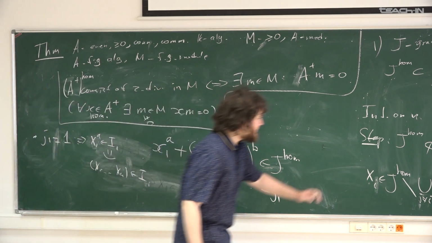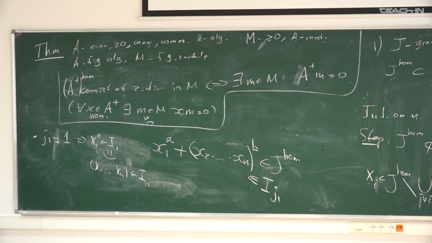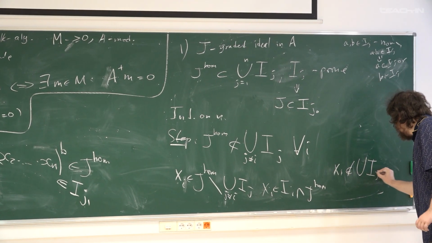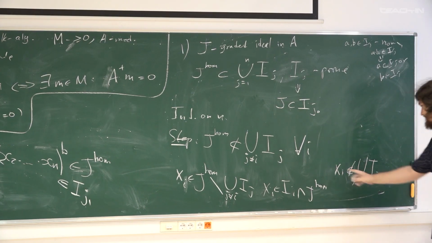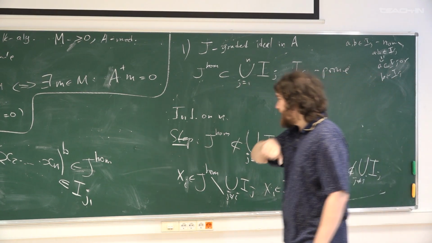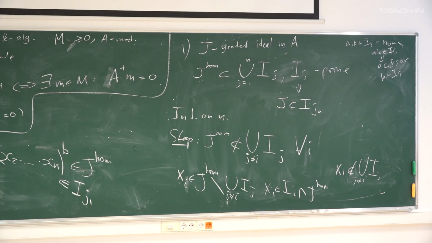Because I assumed that x_i does not lie in the union of all elements, not I. It's exactly in one ideal. Not all. It's a contradiction. And okay, it cannot be.